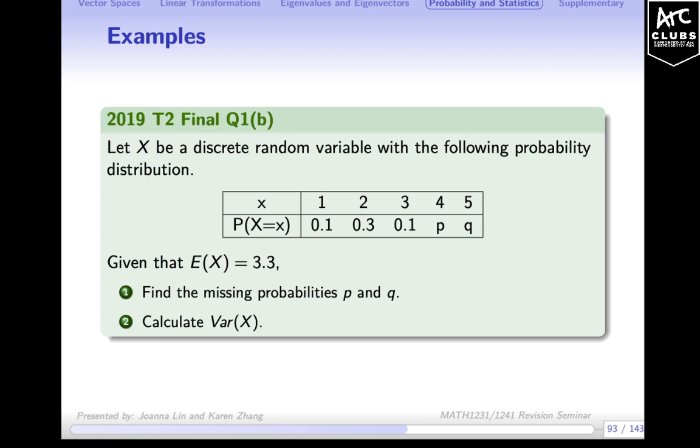Okay. So moving on to an example, this is a very typical example in 1231 and 1241. It says, let x be a discrete random variable with the following probability distribution. And you're also given that your expected value is 3.3. Part 1 says to find the missing probabilities p and q, and part 2 says to just calculate the variance.